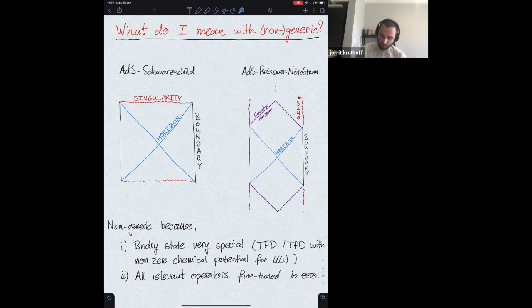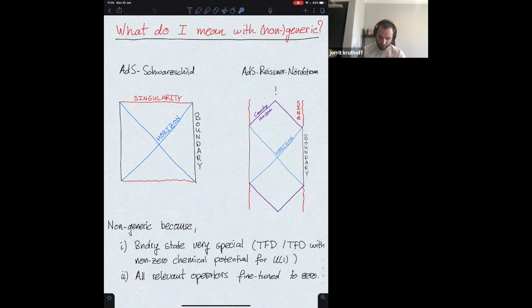Here in red, again, there are the singularities. These singularities are time-like, so this is a very special solution to the Einstein equations. From the dual field theory point of view, these correspond to very special states. The left-hand side would correspond to a thermofield double state, and the right-hand side, this AdS-Reissner-Nordström, would also be a thermofield double state, but with some non-zero chemical potential for a U(1) global symmetry.